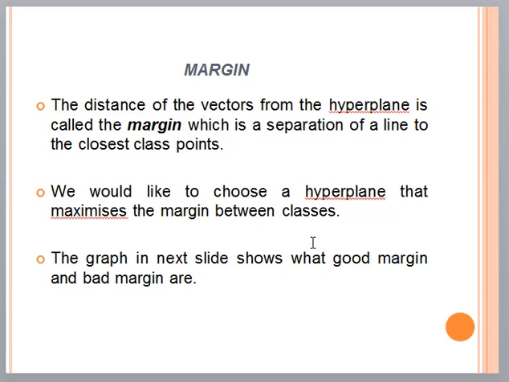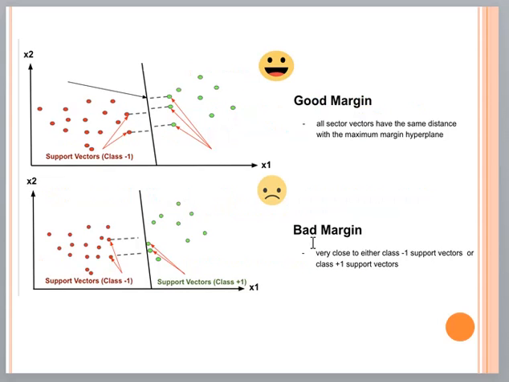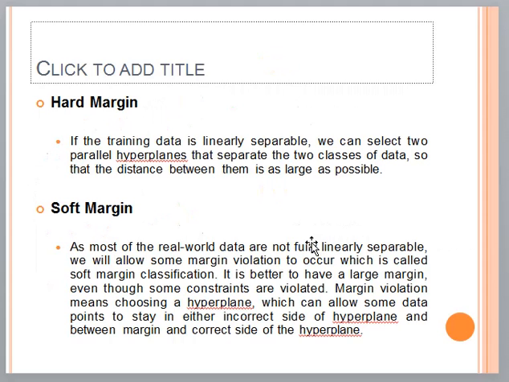Then we discussed what a margin is, and we also discussed what a good margin is and what a bad margin is. So a good margin will be a margin which has the maximum distance for all data points to the hyperplane, but a bad margin is the one which might not have much distance from each data point to the hyperplane. Similarly, we also have the concepts of hard margin and soft margin.